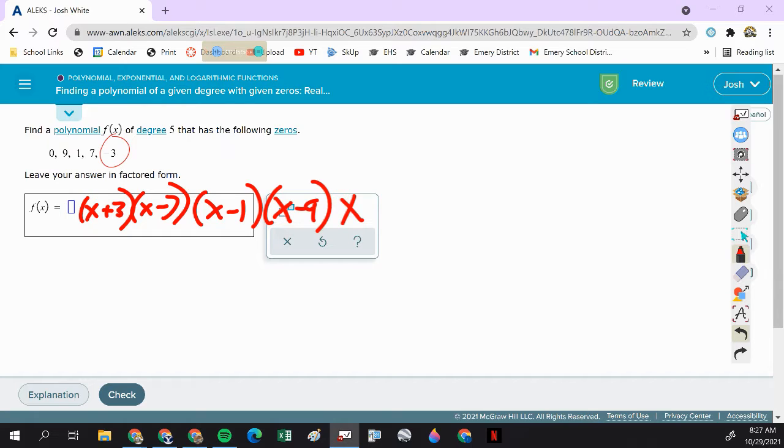Yeah, that will be the answer. So you could multiply them all together, and you'll get a big, long x to the 5th polynomial. But if you plug that into a graphing calculator, it will hit the x-axis at 0, 9, 1, 7, and -3. What was your question? Okay. So those are really, really easy.